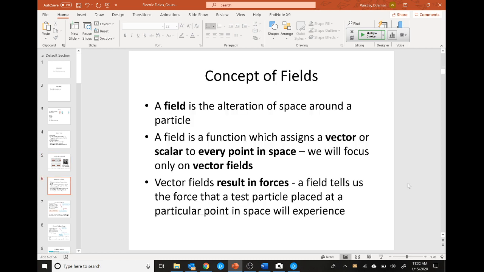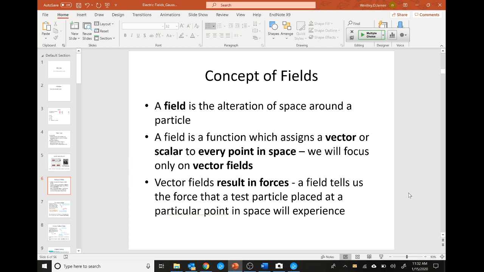Here are some formal definitions. A field is the alteration of space around a particle. That sounds really fancy. Whether it's real or not, who can say? A field can be a vector or a scalar, but the important part is that it exists at every point in space. I'm going to show some pictures to show you what that means.